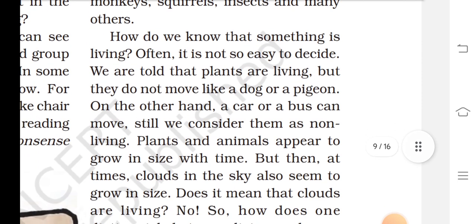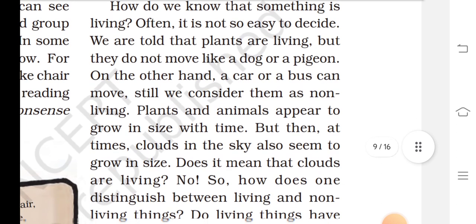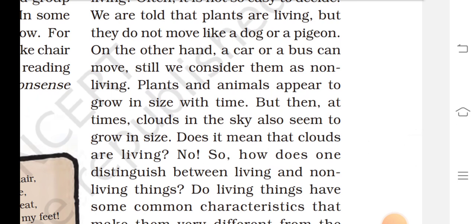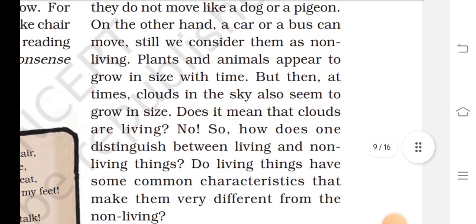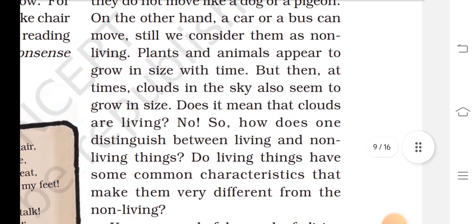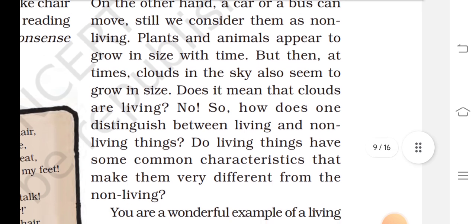How do we know that something is living? Often it is not so easy to decide. We are told that plants are living, but they do not move like a dog or pigeon. On the other hand, a car or bus can move. Still, we consider them as non-living.